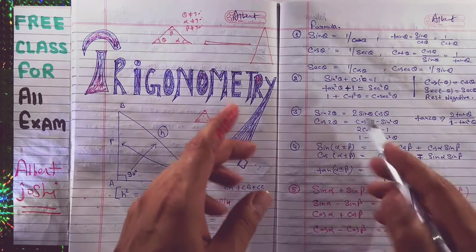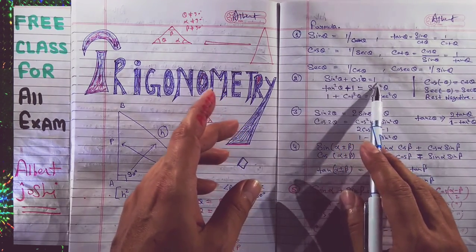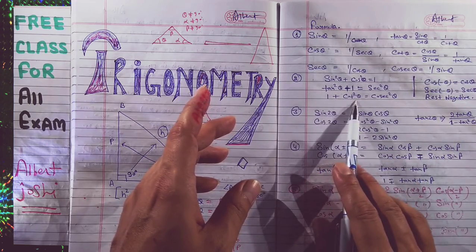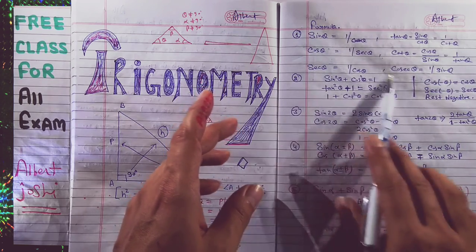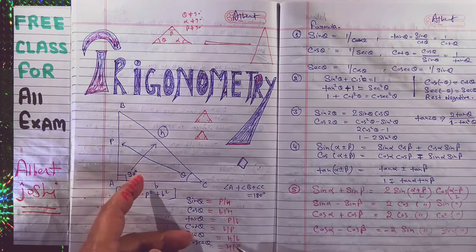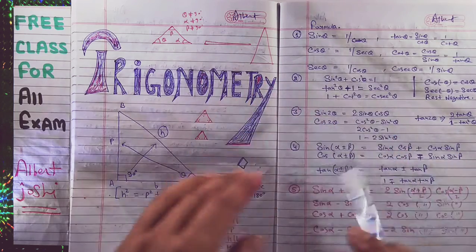Then you have to remember sin²θ + cos²θ = 1, tan²θ + 1 = sec²θ, and 1 + cot²θ = cosec²θ. All the values can be solved with the help of these. You can also put in the values, and you will get the same thing.